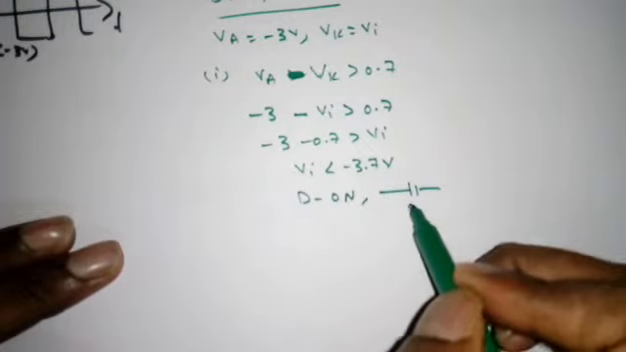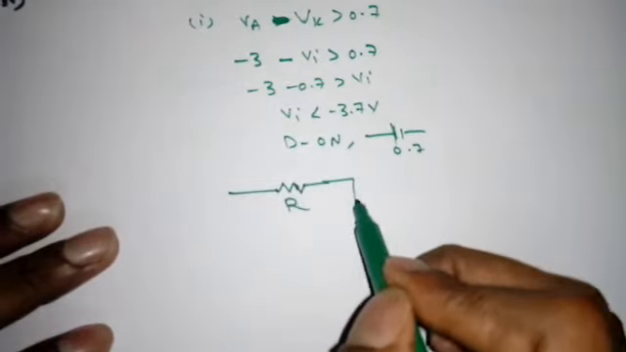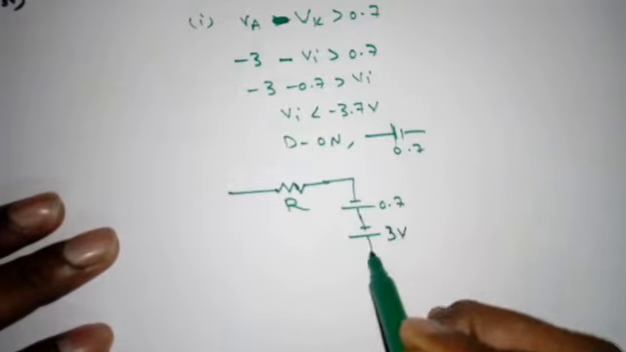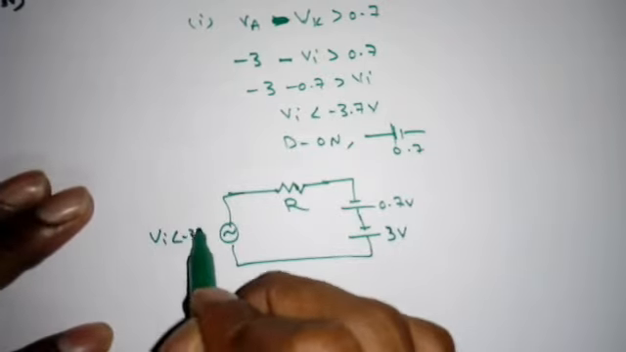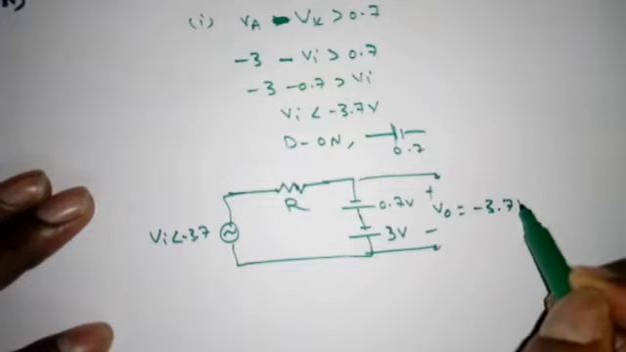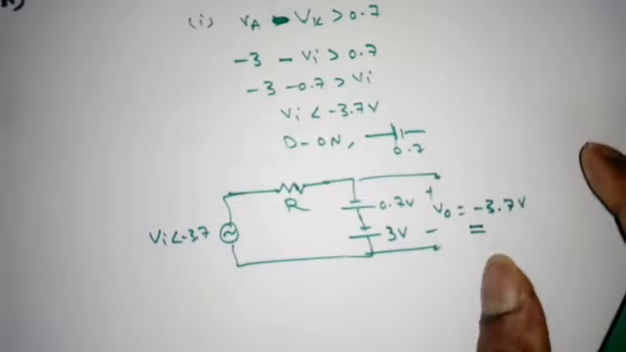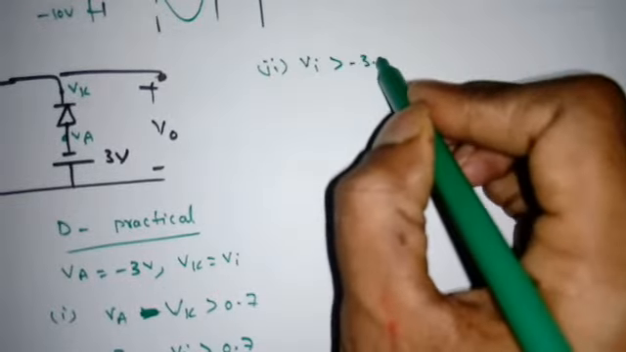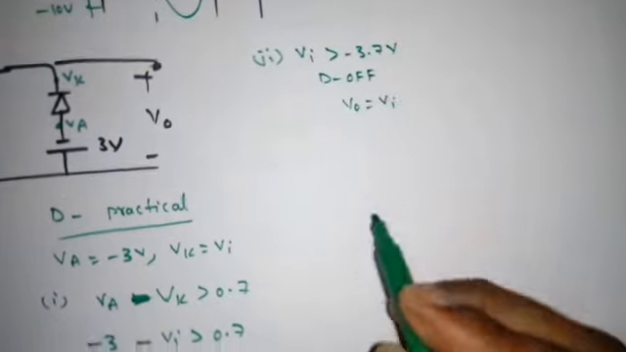So it is replaced by the voltage drop 0.7 volt. So the circuit will be R, minus plus 0.7, minus plus 3 volt. This is the VA, and VI should be less than minus 3.7. So what is V naught? Same, minus 3.7 plus 3 plus 0.7 plus V naught is equal to 0. So V naught will become minus 3.7. So the second condition is just the opposite. When VI is greater than minus 3.7 volt, diode D will be off. When it is off, V naught is equal to VI.